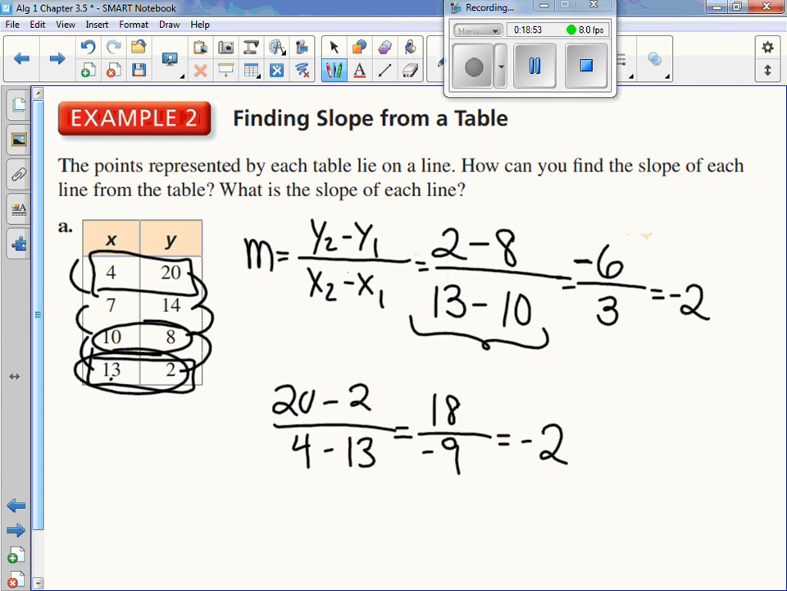And 18 divided by negative 9 would give us negative 2. So with any of these sets of points, as long as we put the y values on top and their corresponding x values on bottom and match them up, it will give us the same slope through any of these points here. Questions on this here? We good with this here so far?